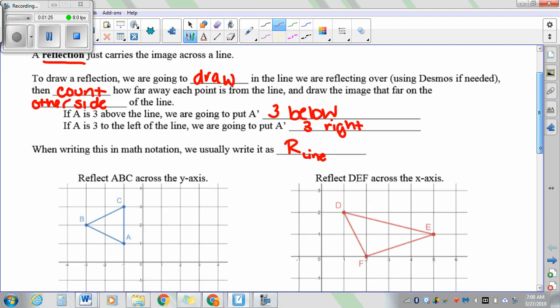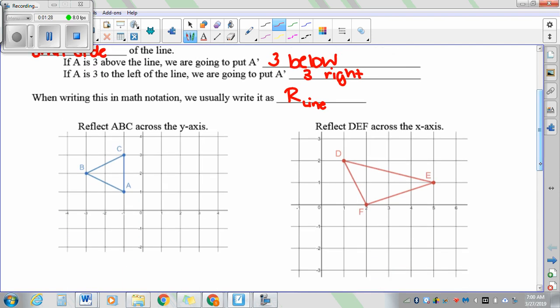So this first one says reflect ABC across the y-axis. So we're going to start by, I like to draw in where the y-axis is at. Y-axis is this guy straight up and down. And then I'm just going to count how far each of these points is from the line. And I'm going to count straight to the line. Don't go diagonal or sideways or anything like that. Straight towards wherever the line is.